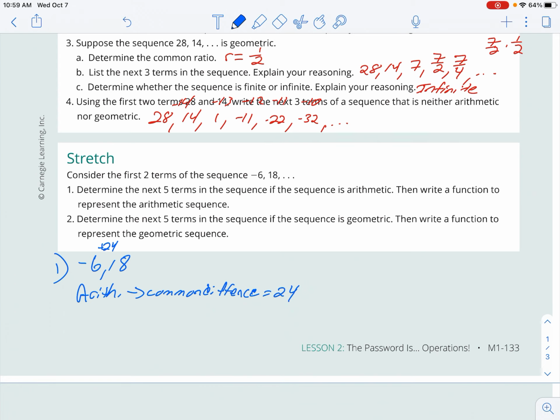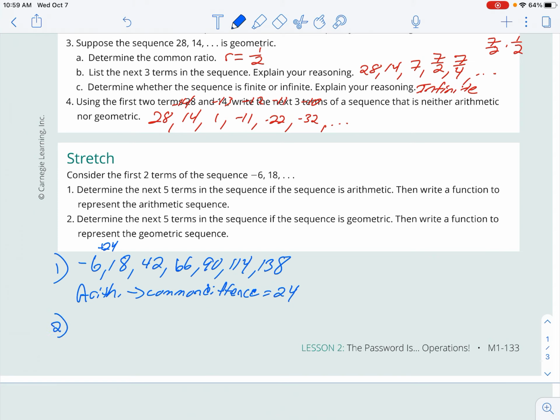So let's go ahead and continue on this pattern. After 18, doing arithmetic, it should be then 18 plus 24 gives me a 42, then a 66, then a 90. Keep adding 24. Okay. Now write a function to represent the sequence. On that, we are not there yet to write that, so it's a stretch. If you can at least do that first part, I'm good to go.